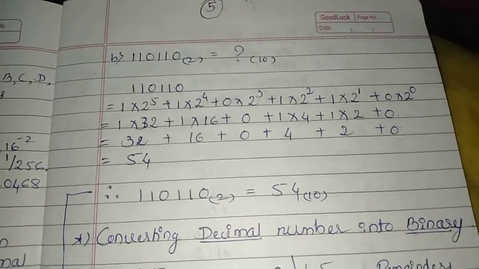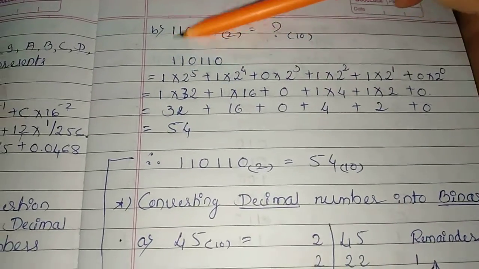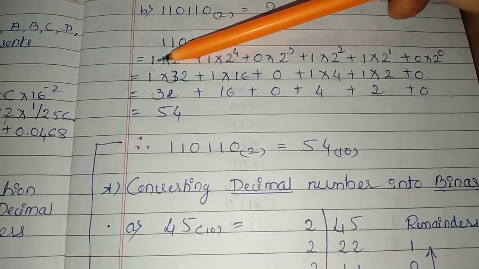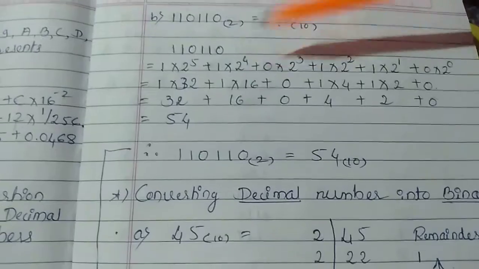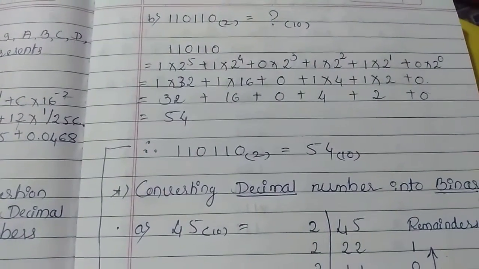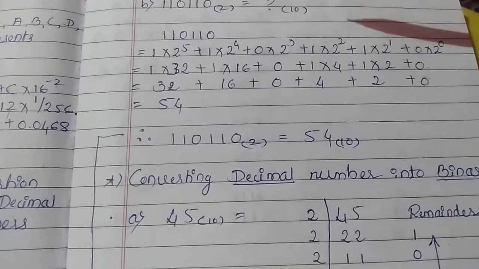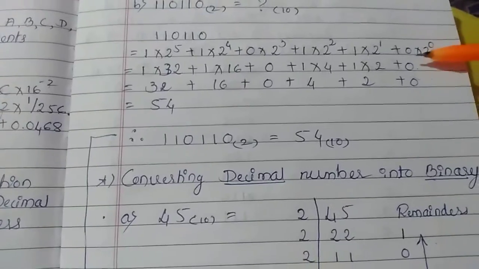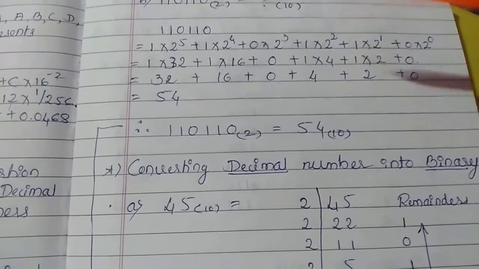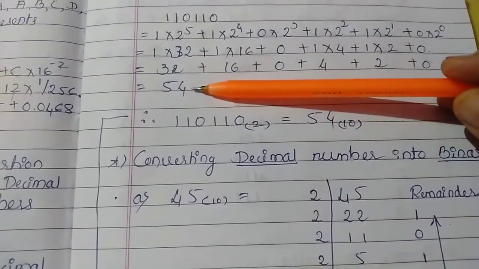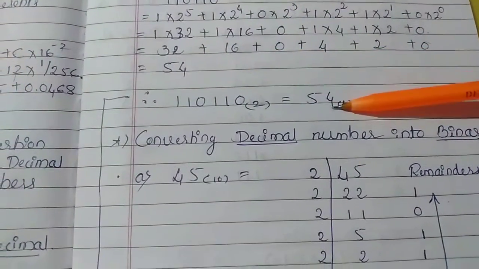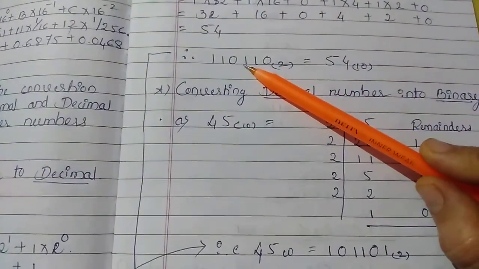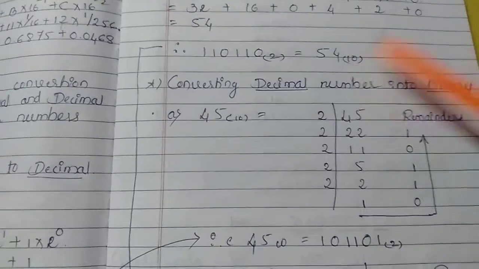We'll take another example. 110110 expanded: 1 into 2 raised to 5, 1 into 2 raised to 4, 0 into 2 raised to 3, 1 into 2 raised to 2, 1 into 2 raised to 1, 0 into 2 raised to 0. If you calculate, you will get the number 54. This number is equivalent to this binary number. We have converted this binary number into its equivalent decimal number.